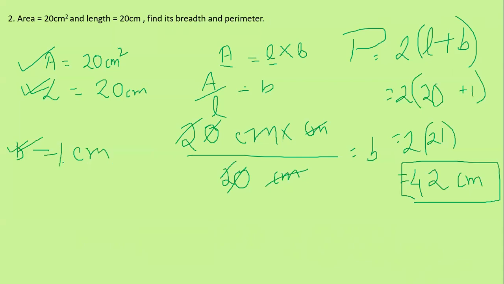So my breadth is 1 centimeter, and my value of P is 42 centimeter, okay? This is the second kind of sum which we have discussed right now. So one thing you have to know is linear equation, okay? If you know linear equation, you will be able to find any problem, and you also have to know the equations. So I will again suggest you to please go and watch the video of mensuration.